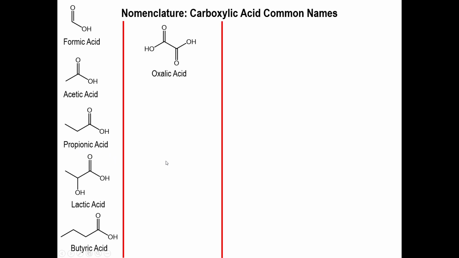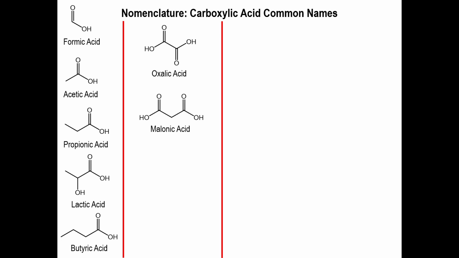All right, now here's where things start getting kind of interesting because now we start getting some pretty unique names. When you have 2 carboxylic acid units directly connected to each other, this is known as oxalic acid. And this particular molecule is one of the main components of the citric acid cycle, if you guys have taken biology.